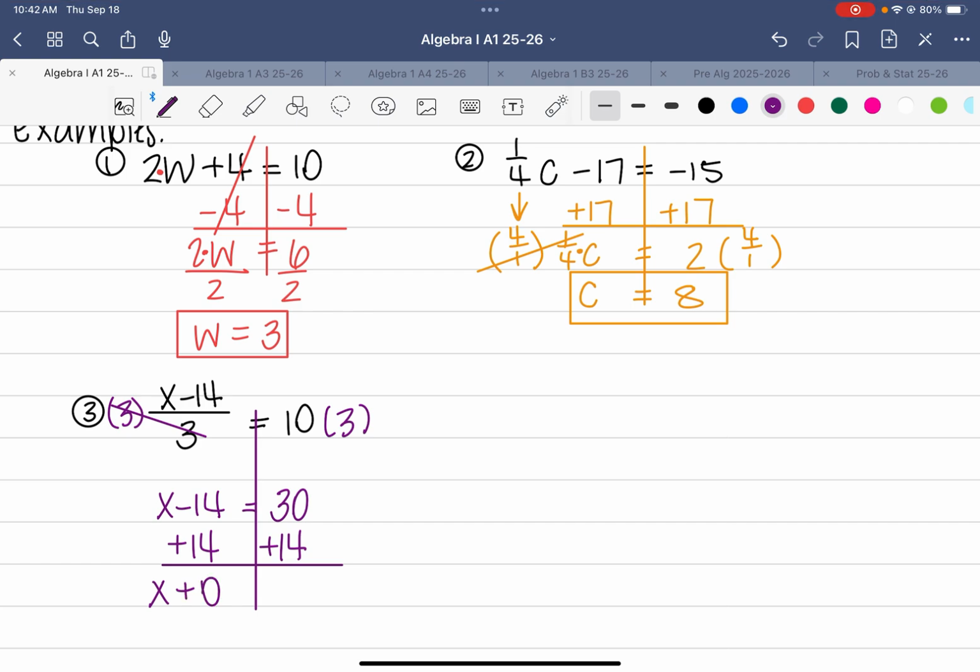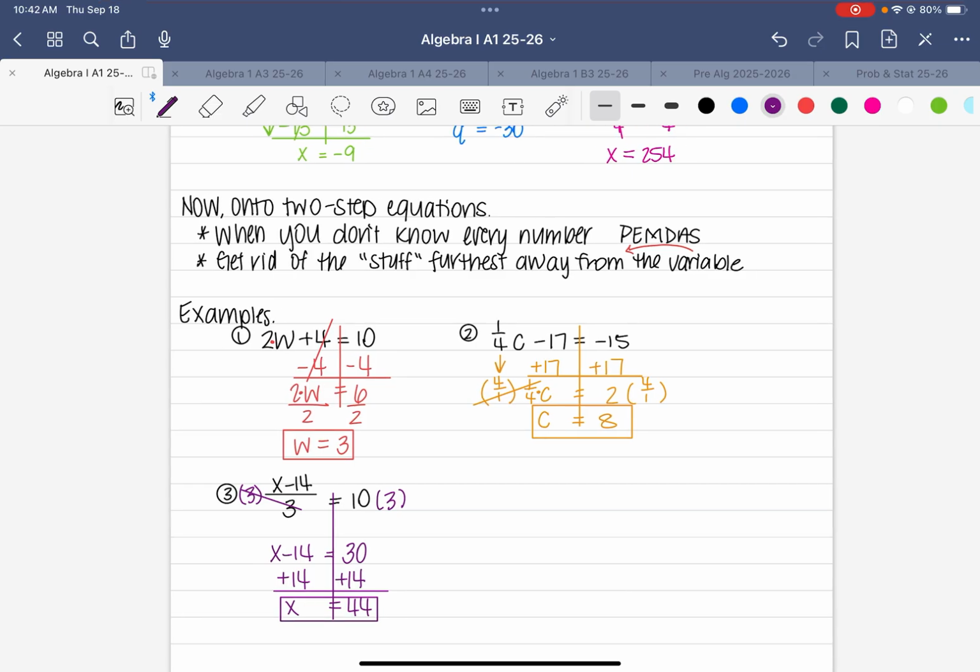But remember, we don't have to write that. So we're just going to have x equals 30 plus 14 gives me a 44. X equals 44. Oop, I don't like that box in this problem. So those are two-step equations.